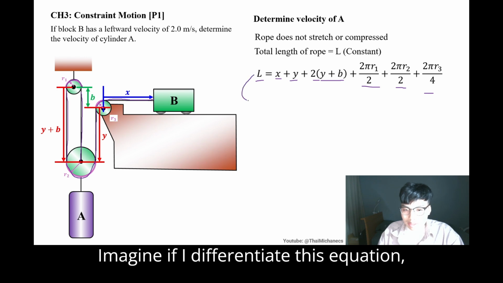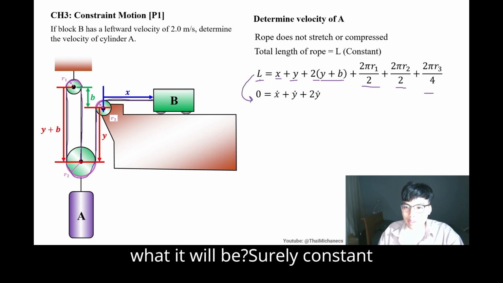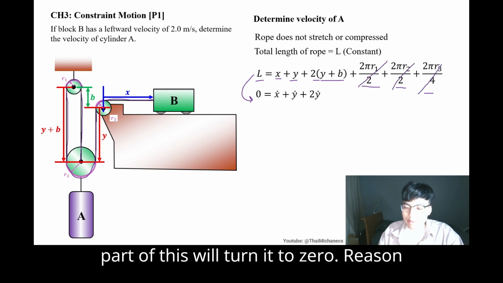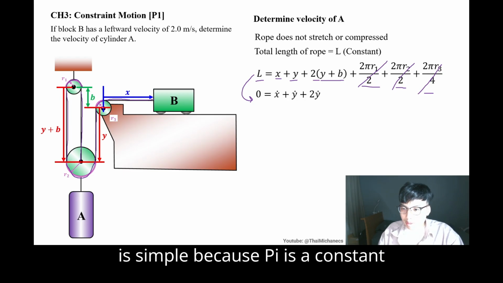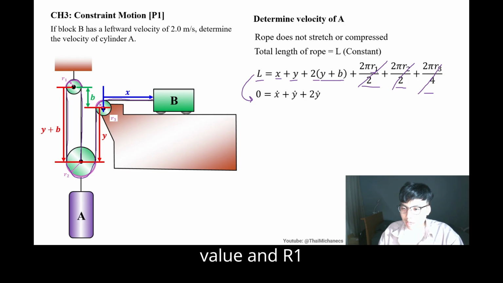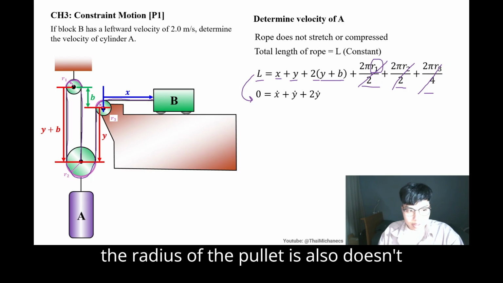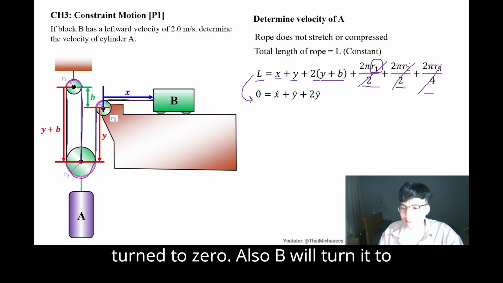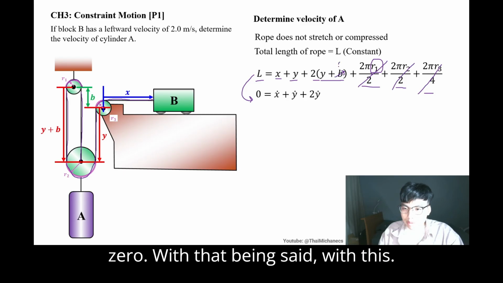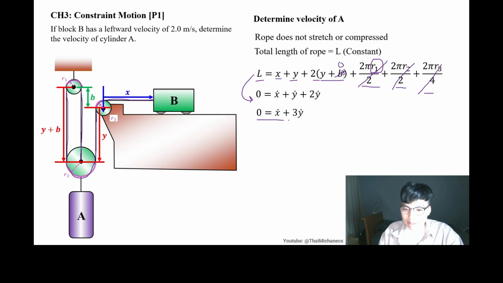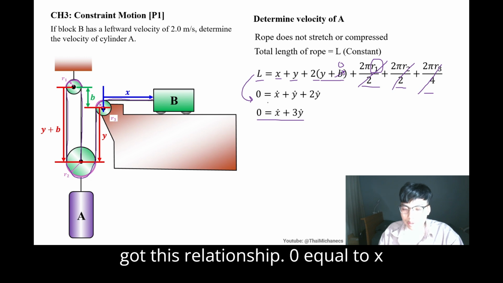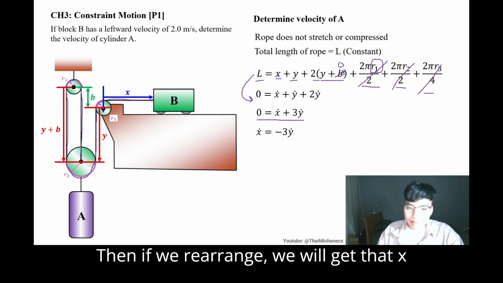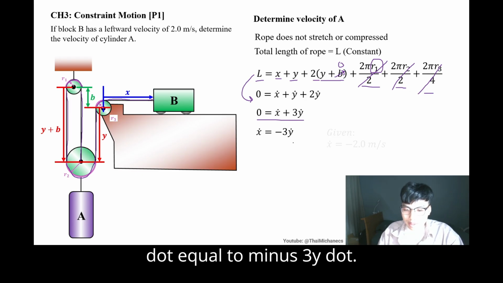Imagine if I differentiate this equation. Surely the derivative of a constant will be 0, and all of these parts turn into 0, because pi is a constant and R1, the radius of the pulley, doesn't change. Also b turns into 0. With that, we get this relationship: 0 equals x dot plus 3y dot. Then if we rearrange, x dot equals minus 3y dot.